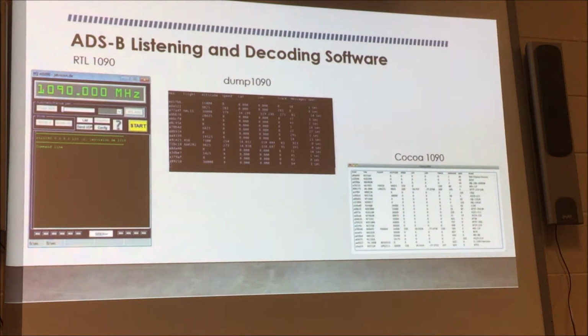And there are tutorials that tell you what settings you need to set to accommodate whatever SDR dongle you use. RTL 1090 is a common one. There's a version, Coco 1090, which is useful on the Mac if you want. And for Linux people, there's software for Linux users as well.